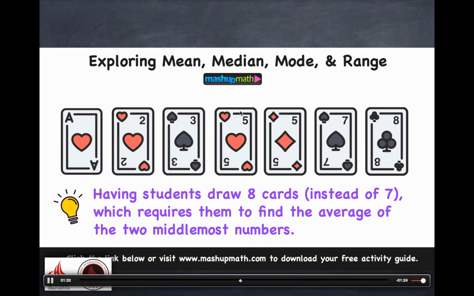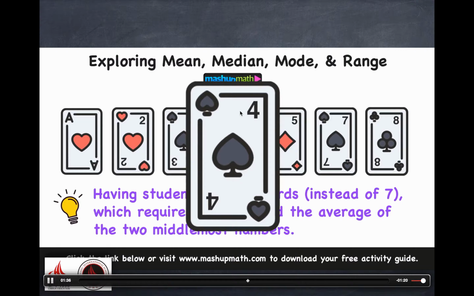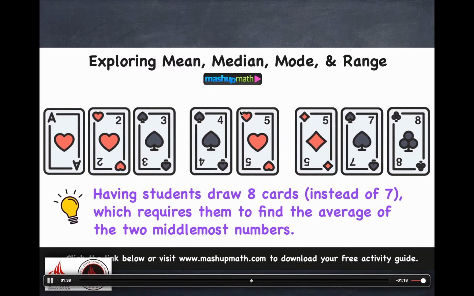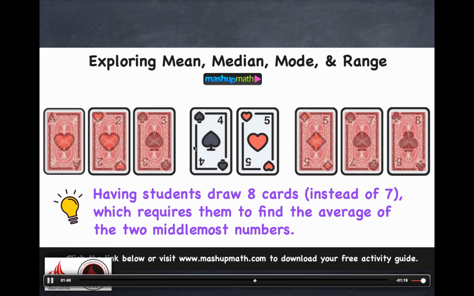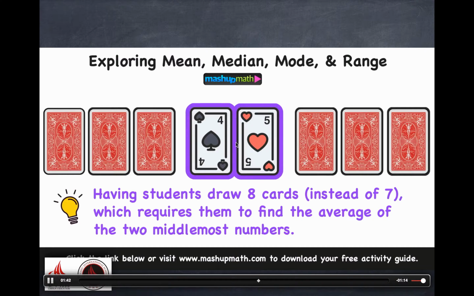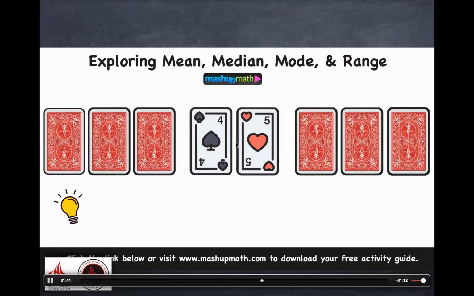And how do you do it? You can start thinking about it. How can they possibly find median when we have 8 cards? What we do is we add the 2 cards in the middle. We get 9 and divide 9 by 2. This is our median, 4.5.